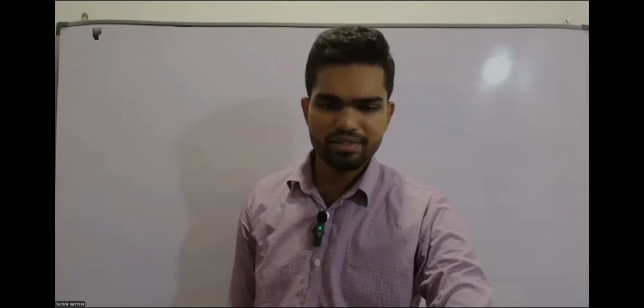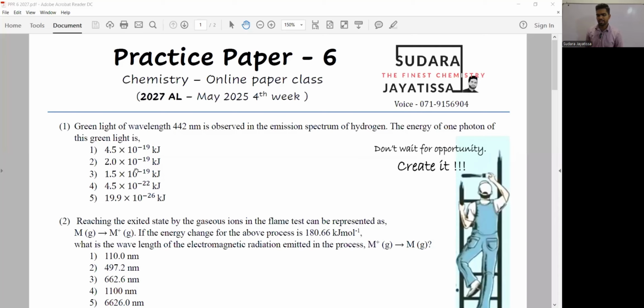So let's see what questions we have to do. The first MCQ is a very similar one to what we did in our theory class, if you recall, question number 2. The same theory is applied here. So let's go to that question. The green light of wavelength 442 nanometers is observed in the emission spectrum of hydrogen. The energy of 1 photon of green light.